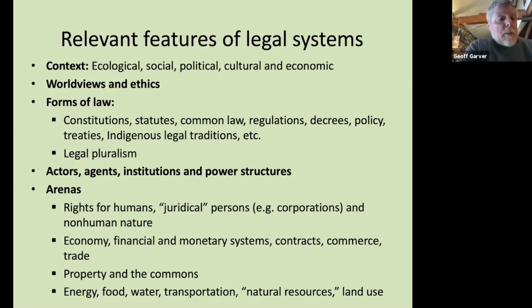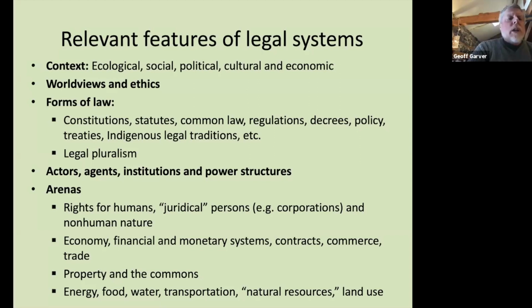It's also important to be aware of the many different forms that law and policy can take. So the things that we are all, I think, familiar with: constitutions, statutes, common law and civil law traditions, regulations, decrees, policy, treaties, the kinds of things that we typically associate with law, but also less typical forms of law, such as indigenous legal traditions, customary law, and so on.